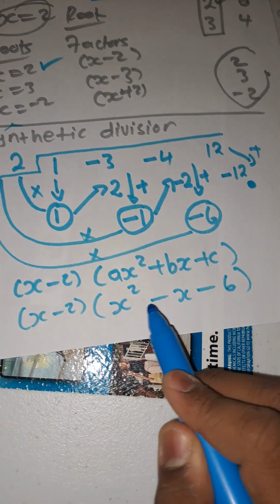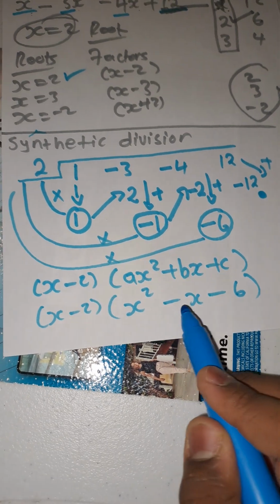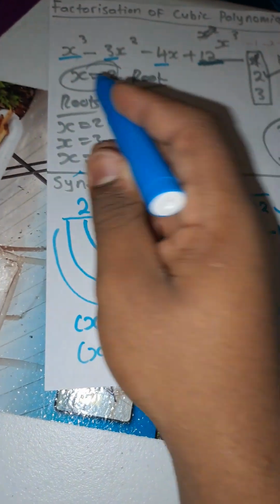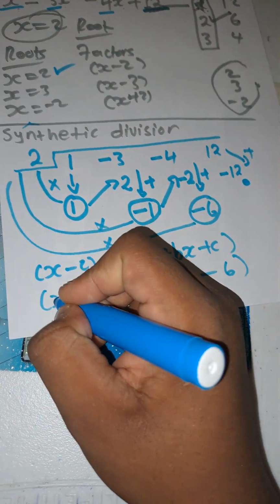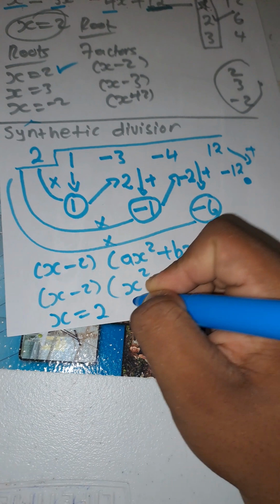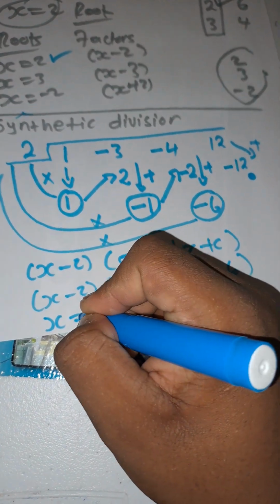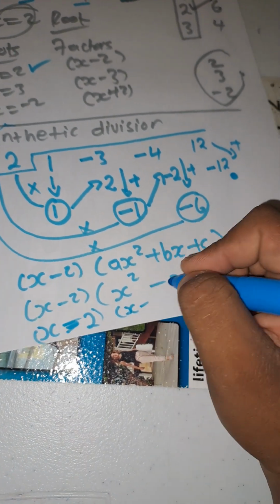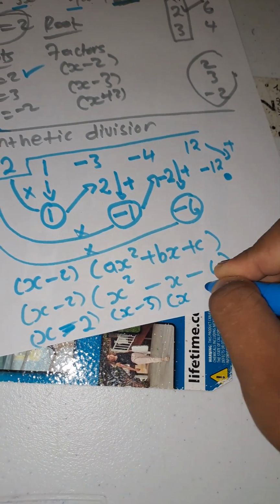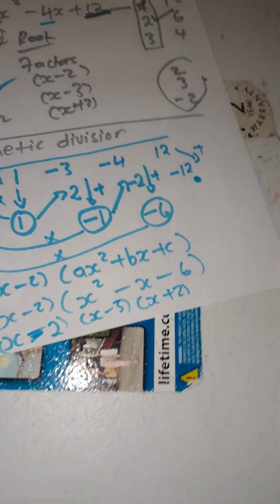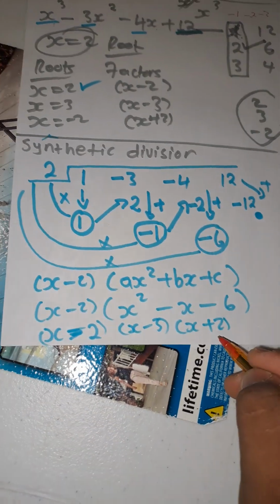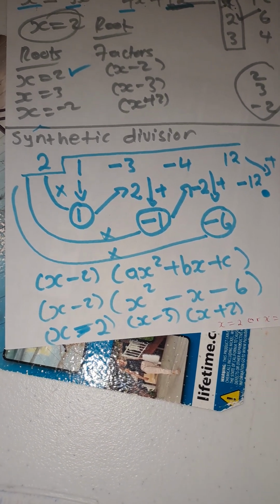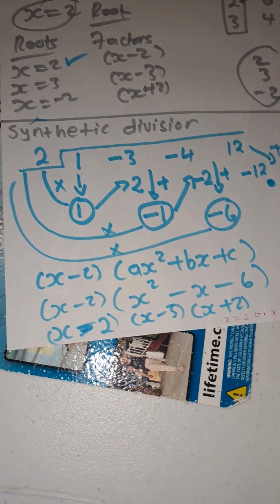When you're gonna do your quadratic formula of factorization, you're gonna get 3 and -2, that's for sure, because these are your roots for this equation. So my answer is gonna be X = 2, and then let me do this step by step. X - 2, and then I'm gonna get X - 3, X + 2. And then my final answers are X = 2, or X = 3, or X = -2.